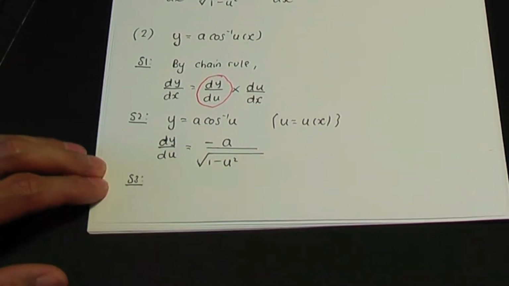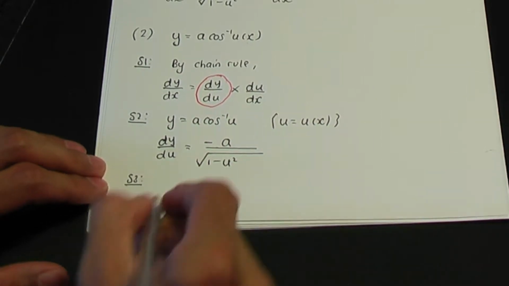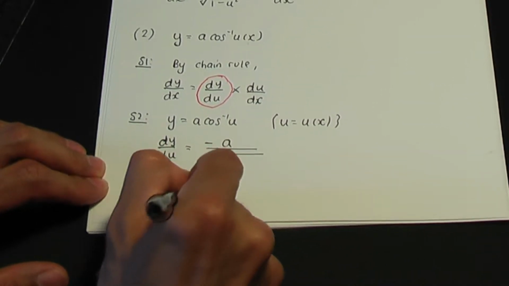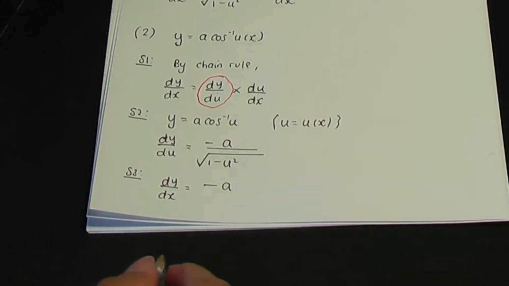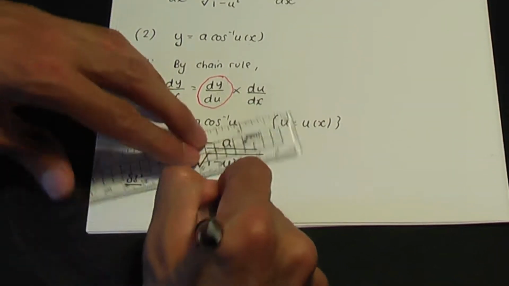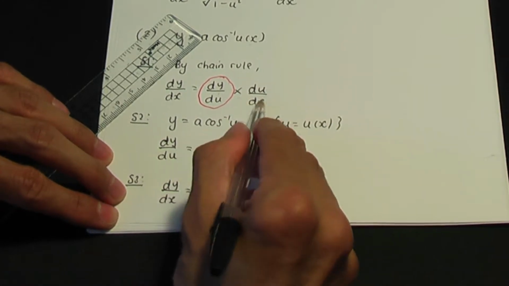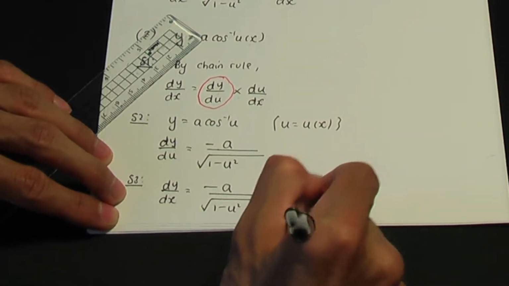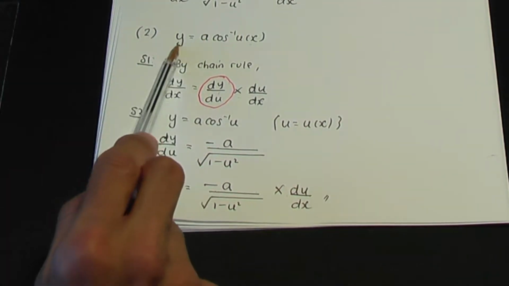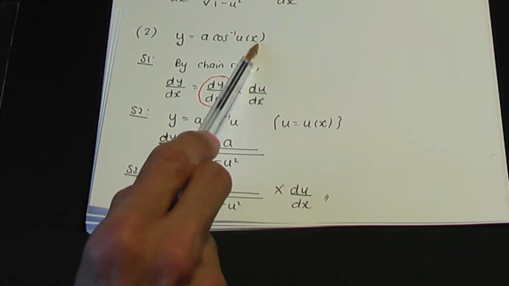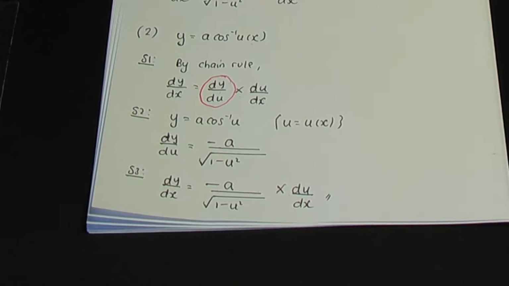So in step 3, final step, let me replace dy by du by this outcome here. So dy by dx is dy by du, which is minus a over the root of 1 minus u squared times du by dx. So this is the result for the derivative of a function of the form a cos inverse ux, and once again you can only use this result if a is a constant.